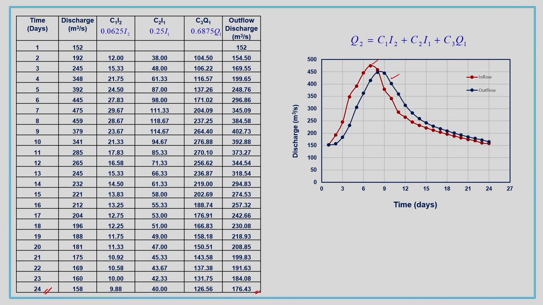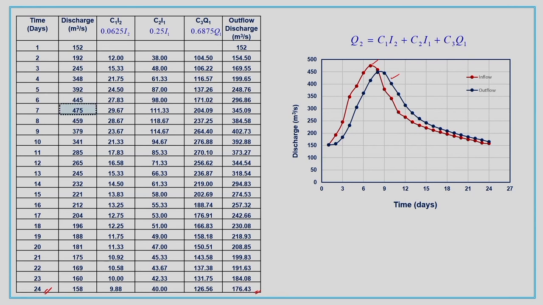From the hydrographs, it is clear that there is a reduction in the peak of the inflow hydrograph as it traverses within the channel reach. You compare the peaks of inflow and outflow hydrograph, there is a reduction in peak. That we need to compute, that is nothing but the attenuation taken place.